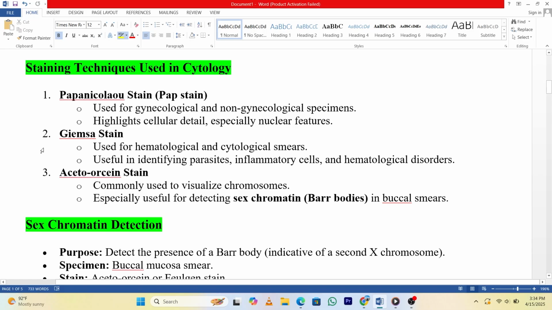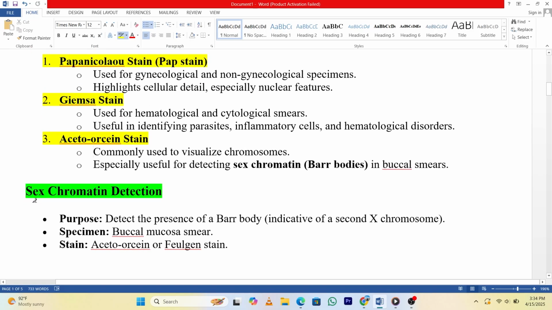2. Giemsa stain. Used for hematological and cytological smears. Useful in identifying parasites, inflammatory cells, and hematological disorders. 3. Acetoarsine stain. Commonly used to visualize chromosomes. Especially useful for detecting sex chromatin, bar bodies, in buccal smears.